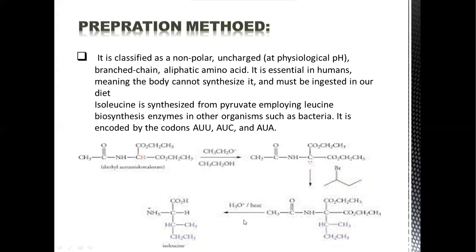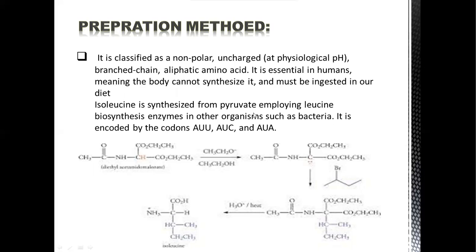First of all, it is classified as nonpolar. Like other organic compounds, it is also nonpolar. Uncharged means it is a neutral compound at physiological pH. It is branched chain, as we discussed in earlier slides. Aliphatic amino acid, it is essential in humans, meaning the body cannot synthesize it. Our human body is unable to synthesize isoleucine naturally, so it must be ingested in our diet.